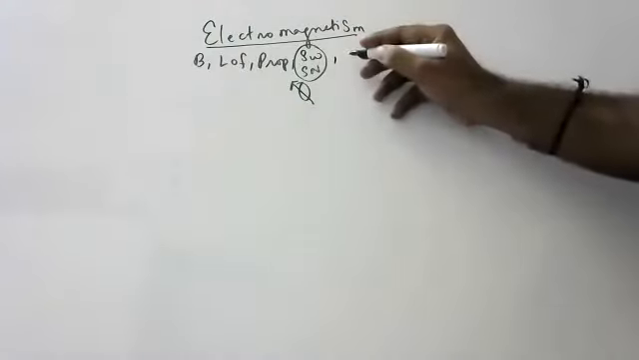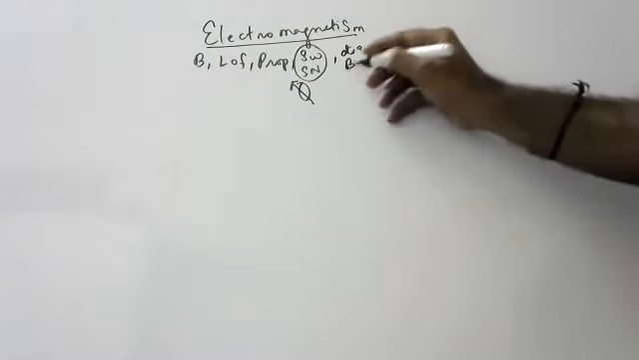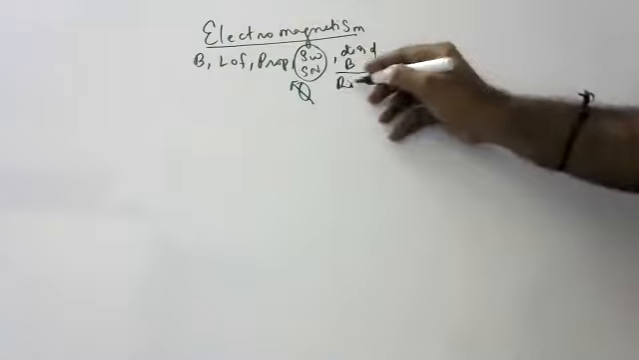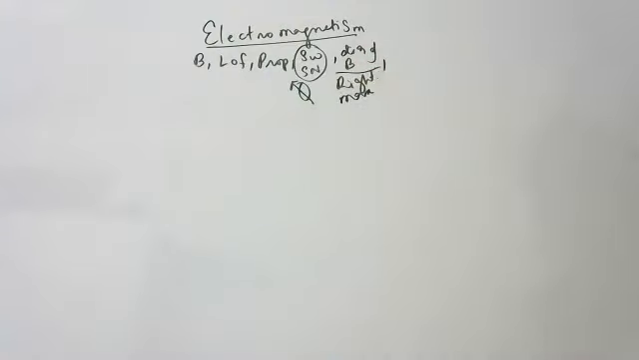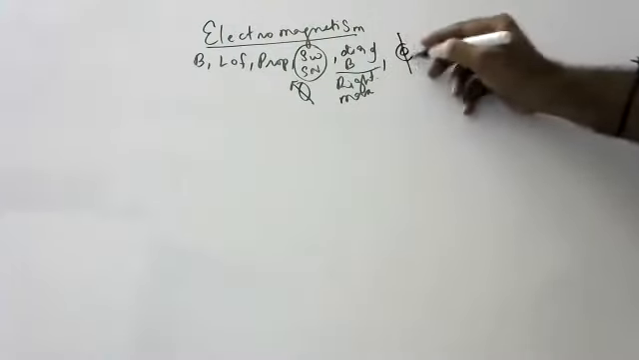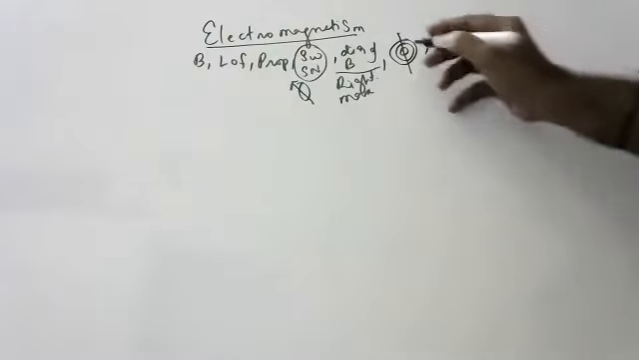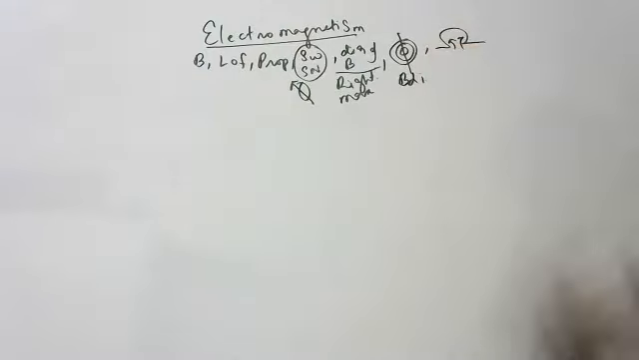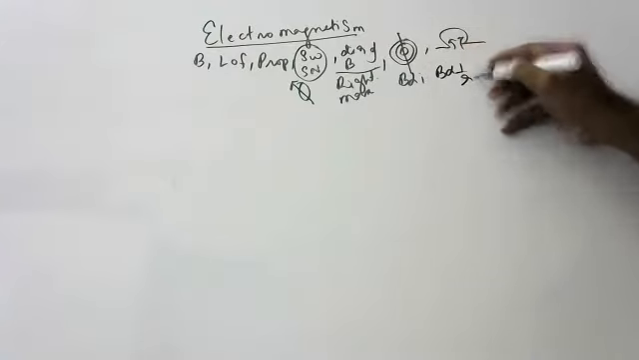Then I discussed the direction of magnetic field. For knowing the direction of the magnetic field, we use the right hand thumb rule and Maxwell's corkscrew rule. Around a straight conductor, the magnetic field is circular. Around a circular conductor, the magnetic field is straight. The magnetic field depends directly on the current and inversely on the radius. I told you all these topics.